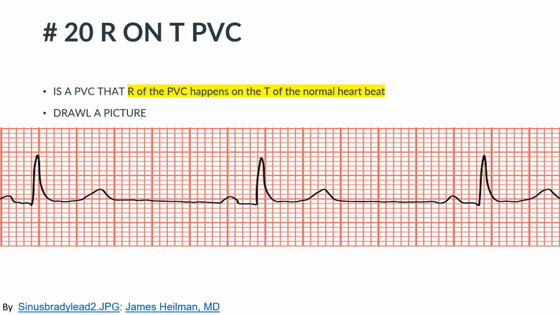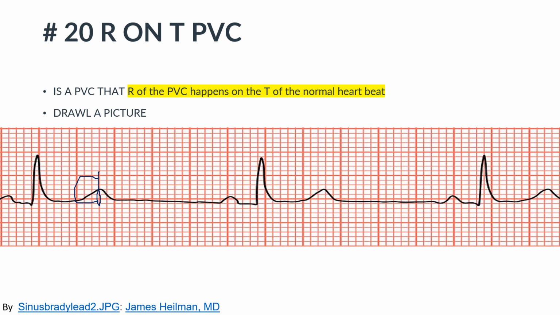Okay, so R on T PVC. So it's a PVC, right? It's that extra heartbeat. It came from the ventricles. It happened on the T wave of a normal heartbeat. So this is your P QRS T wave, P QRS T wave, right? And so what we're saying is this. This is your T wave, and if I were to divide this thing in half, this part of the T wave, the heart's just starting to relax.